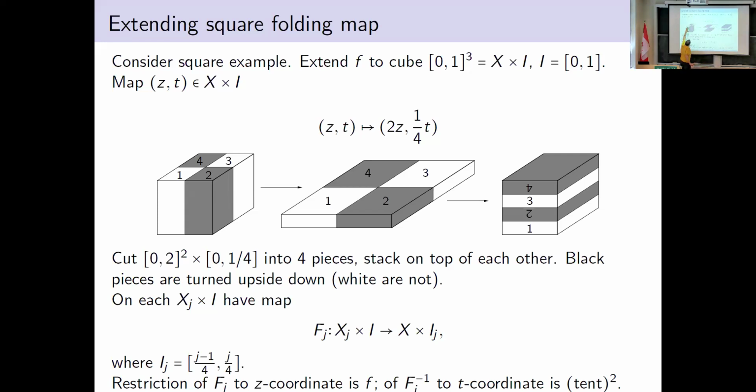On each of these wedges, or pieces of cake if you want, the map is well defined. If I look at the map restricted to the z coordinate, you see that this is exactly the folding map. But I can also look at the inverse of the map and at what happens to the t coordinate. This thing is mapped to this, and this thing is mapped to this, but turned upside down. So restricted to the t coordinate, the map is the second iterate of the tent map. In the z direction, it's my folding map; in the t direction, it's the second iterate of my tent map.